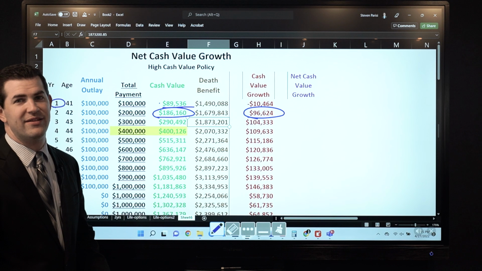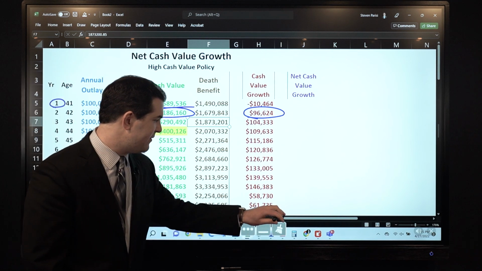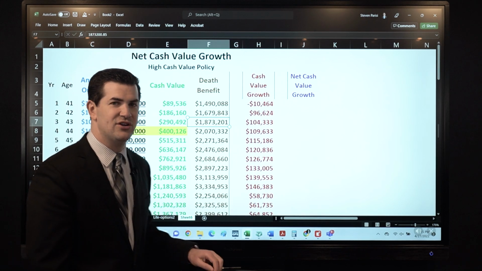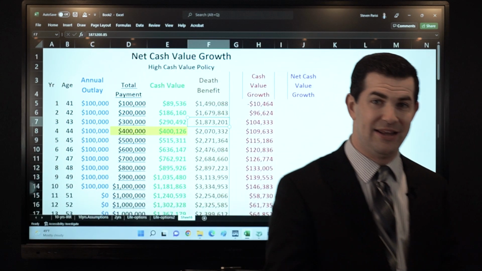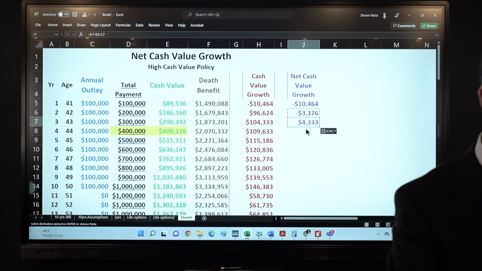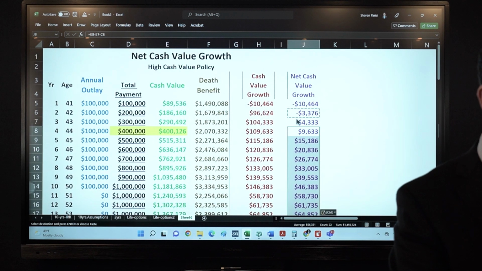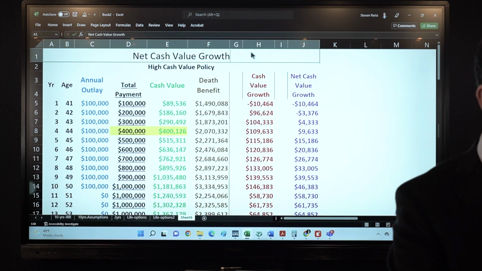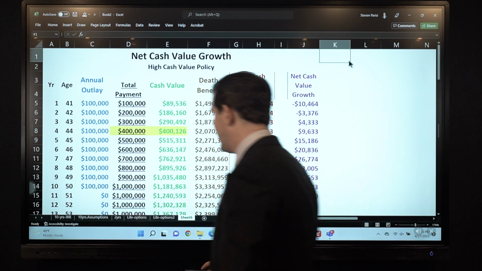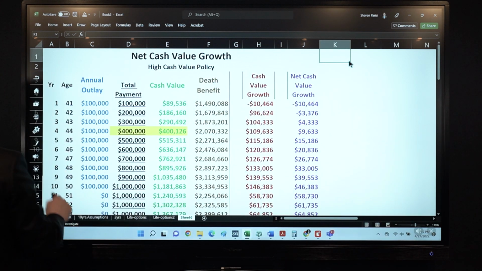However, that's not the reality of it. The reality of it is that you paid in $100,000, so your net cash value increase is not $96,000. What it is here, let's look at this. So what we're doing here is backing out the payments we're making each year. What I mean when I say that, looking at year 2.